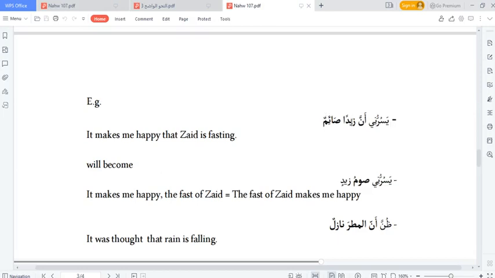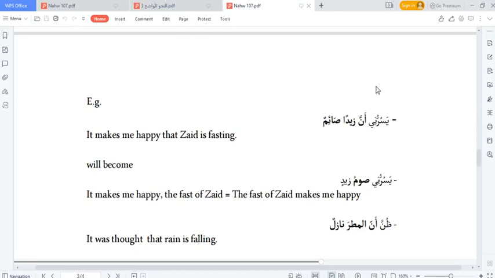So this yasuruni anna zaidan sa'imun can be converted, or can be returned, because masdar muawwal can be returned to be that sa'im. What's the masdar of sa'im? Sawm, because it comes from sawma yasum, so sawmun. I hope you get. So it's now used as mudaf to ismu anna. This is ismu anna here. So we have sawmu zaidin.